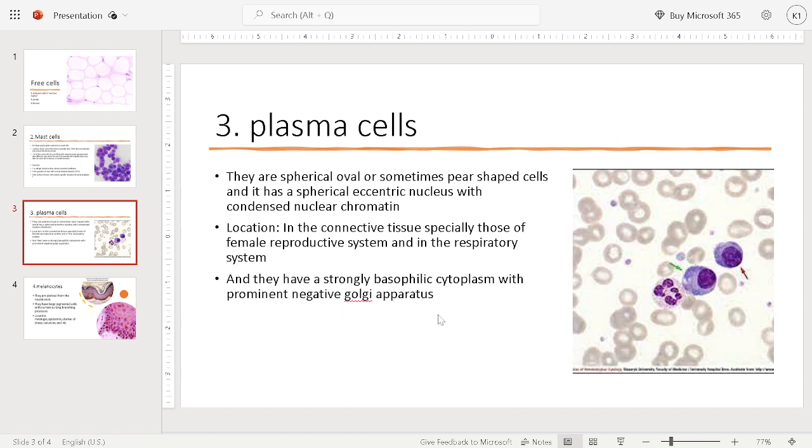So what is a Golgi appearance or a Golgi apparatus image? So what's the Golgi apparatus? You see this white place, this white area. This is the Golgi. This is a negative Golgi. This is called negative Golgi. Okay? This is called negative Golgi.